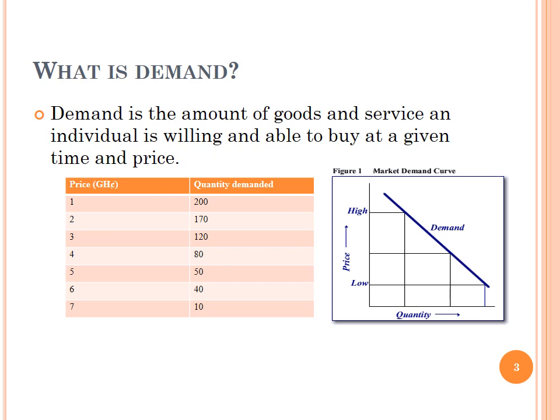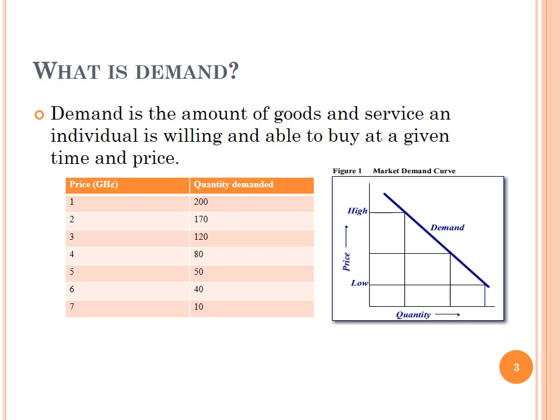Demand is defined as the amount of goods and services an individual is willing and able to buy at a given price. So when I ask you, at a price of 10 cedis, how much would you want to buy a bottle of soap? How many units of soap would you want to buy? You will give me a certain quantity. That would be your demand. When I ask you at a price of 2 cedis, how many units of a book would you want to buy? That becomes your demand.